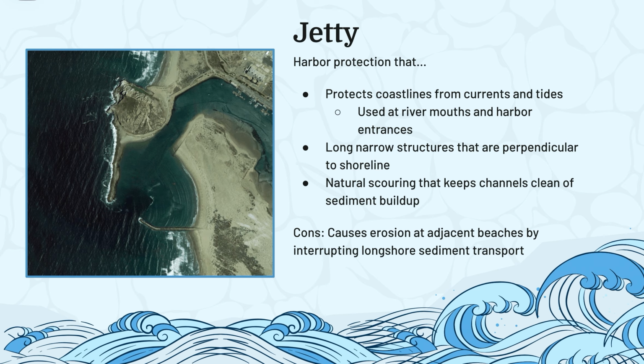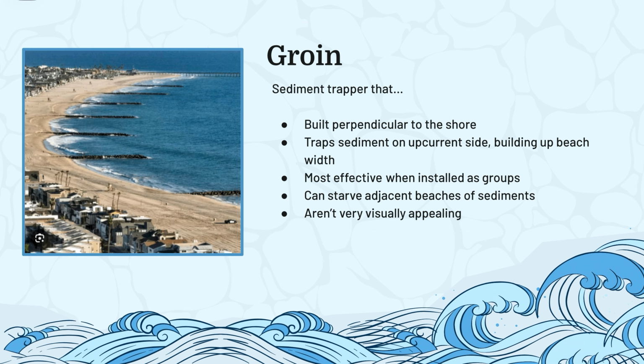This one was actually built by the U.S. Navy, and it protects the area where the boats dock. They keep channels clean of sediment buildup, but then this can cause erosion at adjacent beaches because it interrupts longshore sediment transport. Because if the water can't come in here, it's got to go somewhere else, so it moves further down the beach. And then the final one we're going to talk about are groins, and these are sediment trappers.